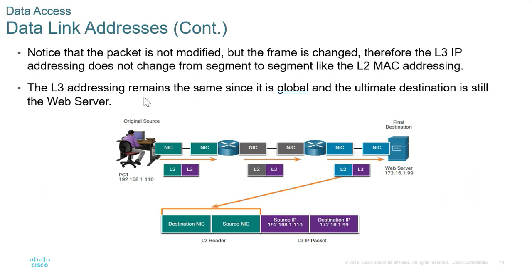The layer 3 addressing remains the same because it is a global address. It's end-to-end from here to the destination. But in the frame, the data link layer's protocol data unit, the addresses will change based on the network interface card address concerned. From here to here is one segment, one local area network. From here to here is one segment, and from here to here is one segment. So that's it for data access.